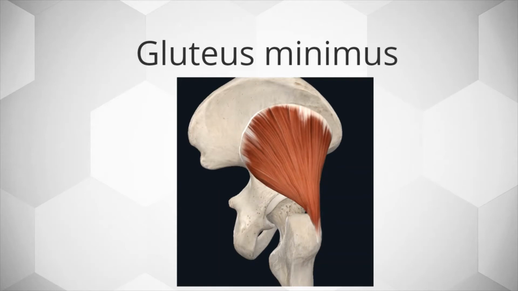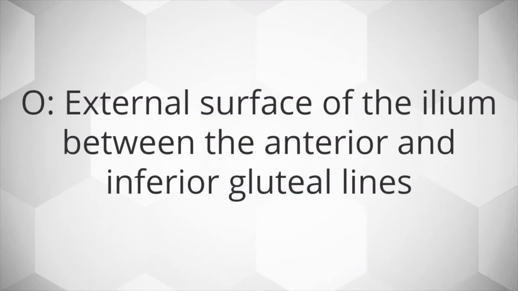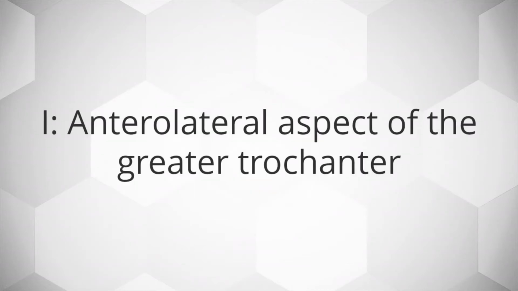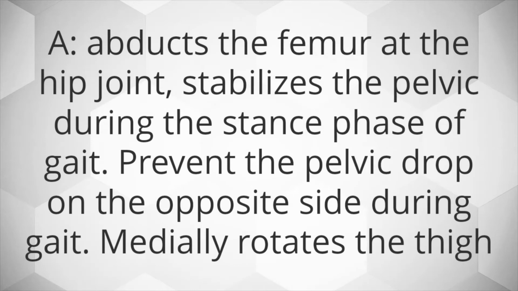Let's start with the gluteus minimus. Its origin is the external surface of the ilium between the anterior and the inferior gluteal lines. Its insertion is the anterolateral aspect of the greater trochanter. The action of this muscle is to abduct the femur at the hip joint, stabilize the pelvis during stance phase of gait, prevent the pelvic drop on the opposite side during gait, and medially rotate the thigh.